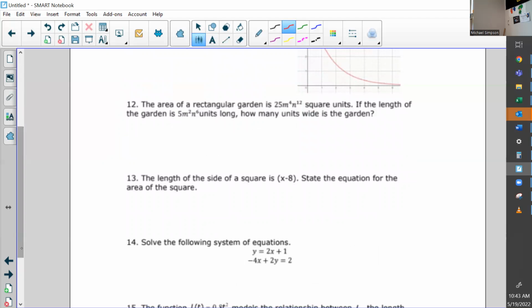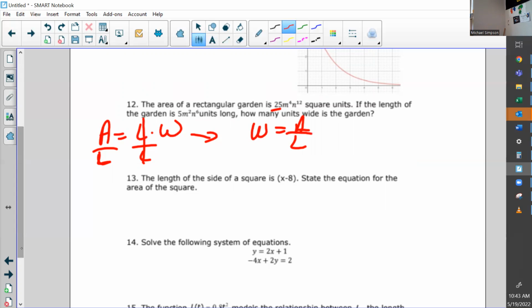Here you're given the area of a rectangle. The rectangular garden area is 25, and the length is this, and you want to know what the width is. Again, when you see area, you've got to think of A equals length times width. They want to find the width, right? So divide both sides by L, and my width is going to be W equals A over L.